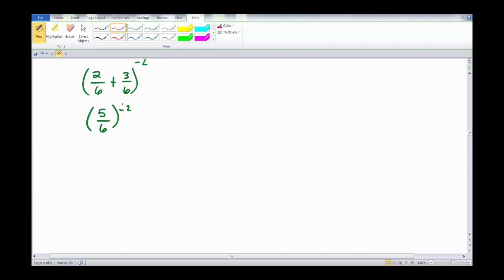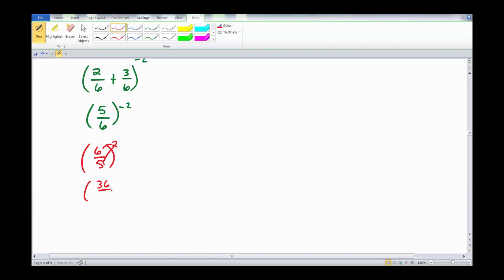There's actually a couple different things that we can do. The first one, we'll show both ways, is you can go ahead and flip this fraction and now raise that to the positive second power. It's a little shortcut, and we end up distributing that squared term to both items. So that would become 36 over 25.